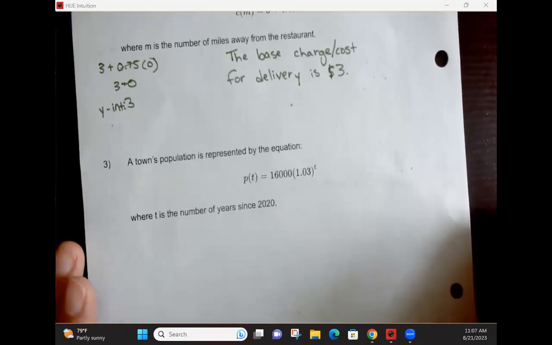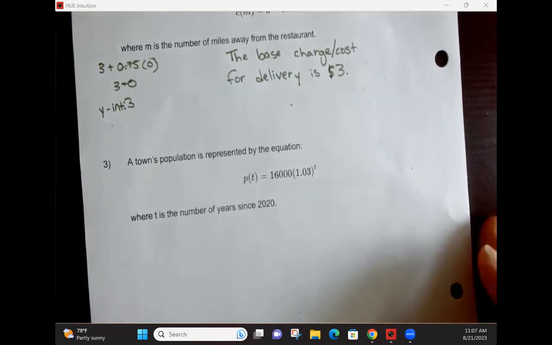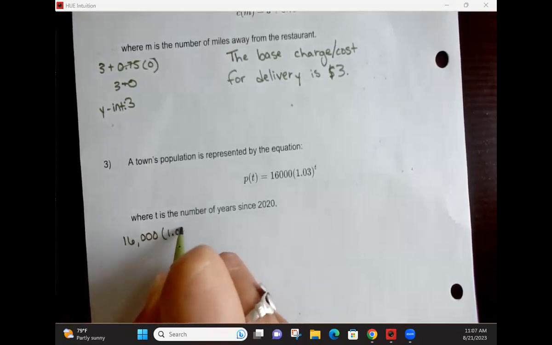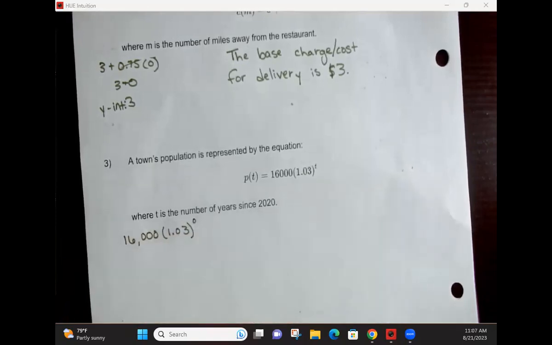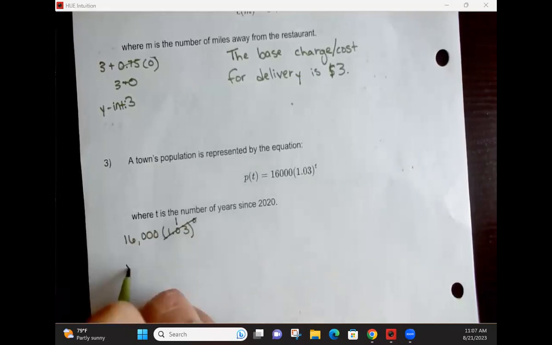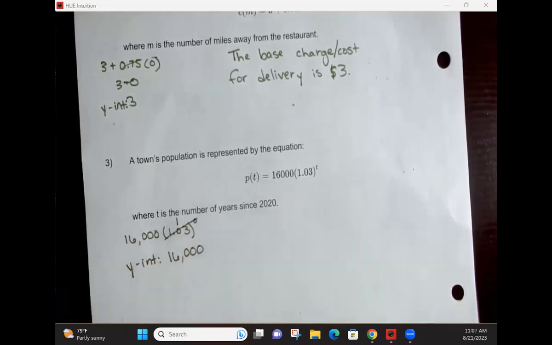And then our last one here, this one's a little more straightforward. The town's population is represented by this equation, where T is the number of years since 2020. So we want to find the y-intercept. We are going to plug in 0 for our variable. So 16,000 times 1.03 to the 0 power. What's anything to the 0 power? Anything to the 0 power is 1. Very good. So this part's 1. 16,000 times 1 is just 16,000. So we know our y-intercept is 16,000.